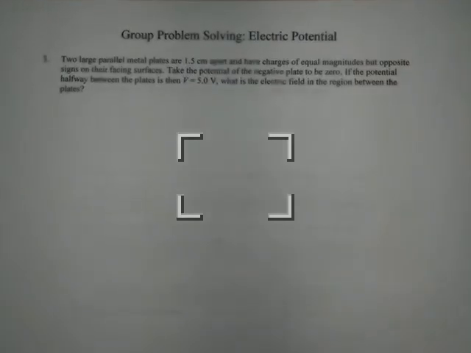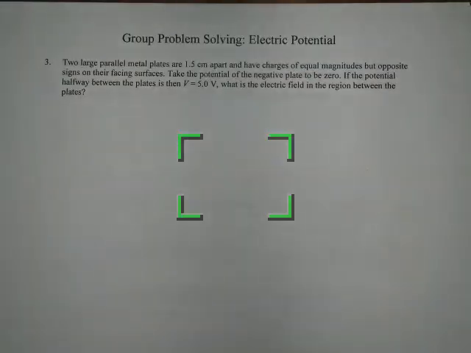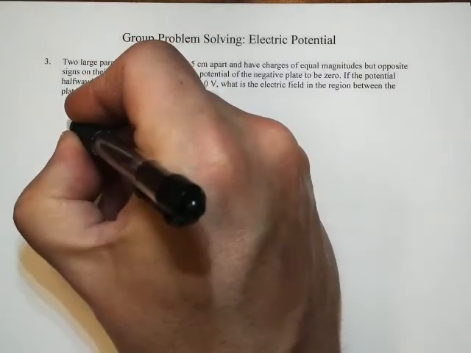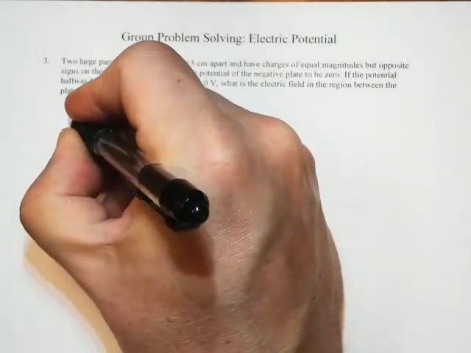The third problem we looked at in this set was back to the configuration of a parallel plate capacitor. It reads two large metal plates are 1.5 centimeters apart and have charges of equal magnitudes but opposite signs on their facing surfaces. Sorry, the focus was off on the camera. Take the potential of the negative plate to be 0. If the potential halfway between the plates is then 5 volts, what is the electric field in the region between the plates?